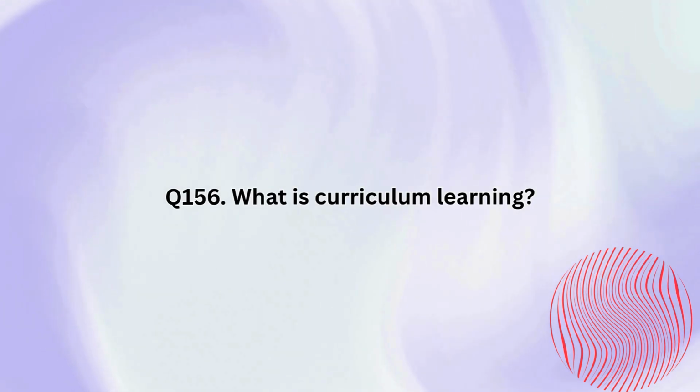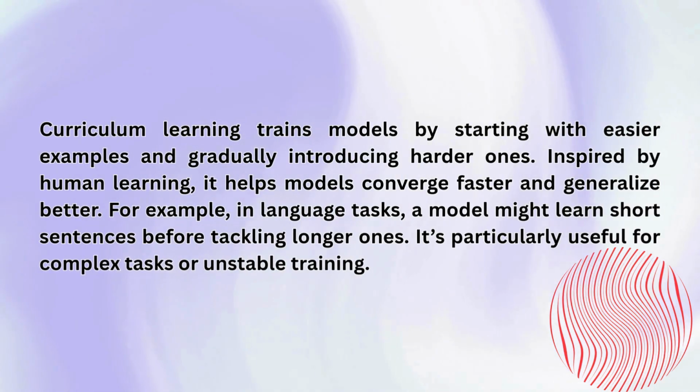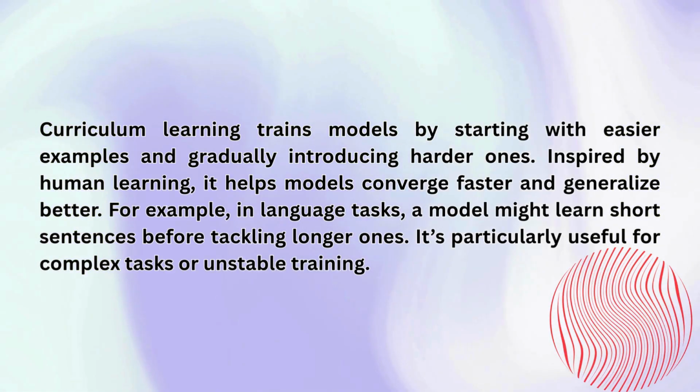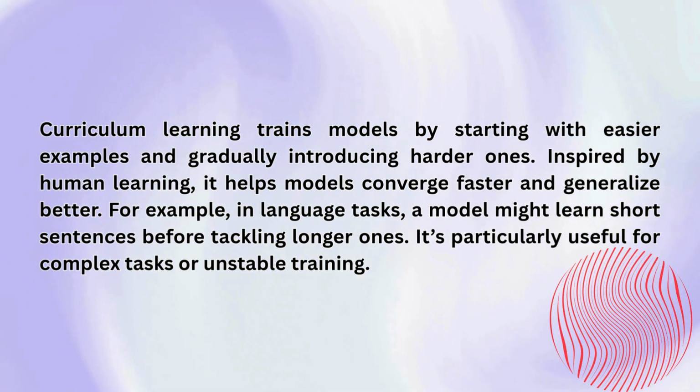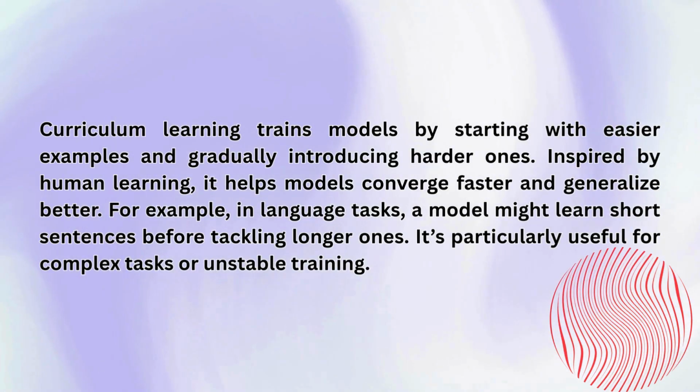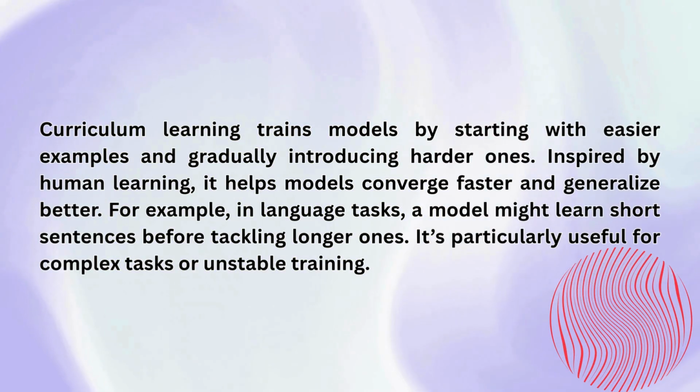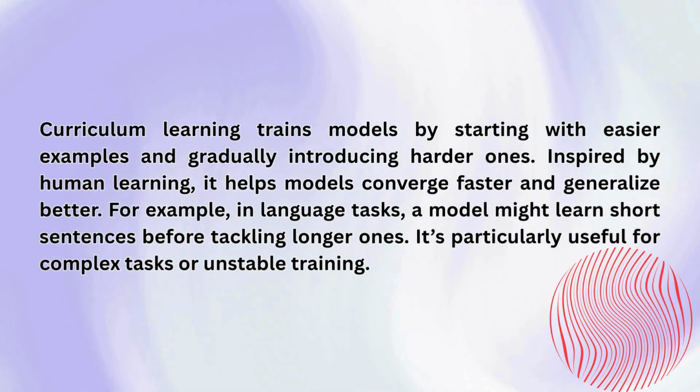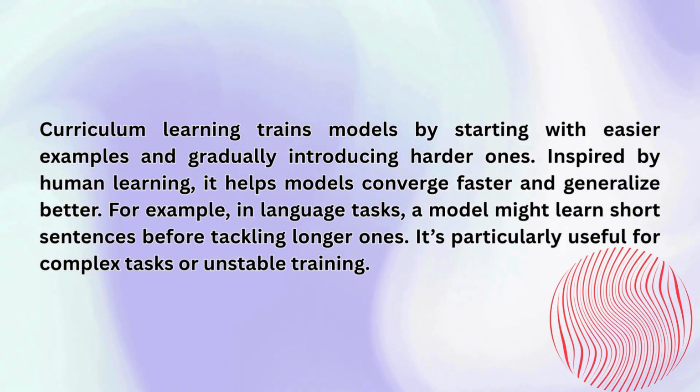What is curriculum learning? Curriculum learning trains models by starting with easier examples and gradually introducing harder ones. Inspired by human learning, it helps models converge faster and generalize better. For example, in language tasks, a model might learn short sentences before tackling longer ones. It's particularly useful for complex tasks or unstable training.